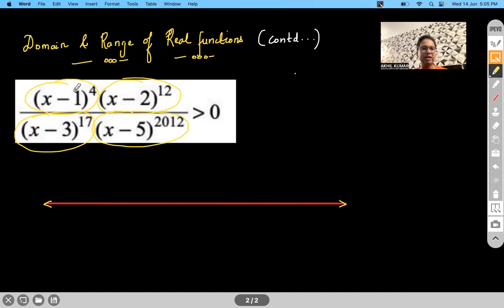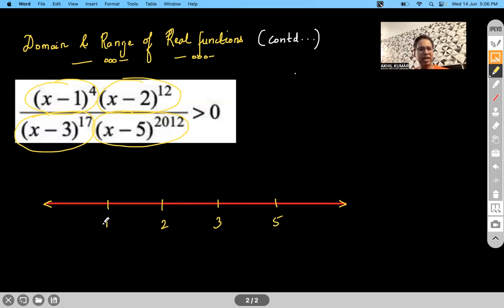So what is the zero of (x minus 1) to the power 4? 1, isn't it? So we'll show a 1. Maybe let's start with one position here. What is the zero of the next one, (x minus 2) to the power 12? 2. What is the zero of (x minus 3) to the power 17? 3, right? So that number which makes that particular factor zero is basically what is called the zero of that factor. And that is shown on the number line. What about (x minus 5) to the power 2012? 5, yes. So 5 will be the zero of that particular factor.